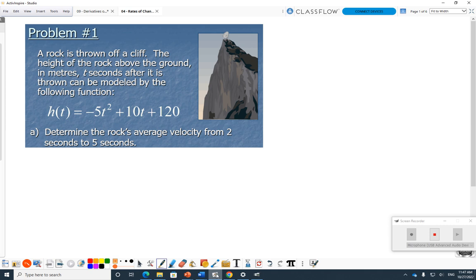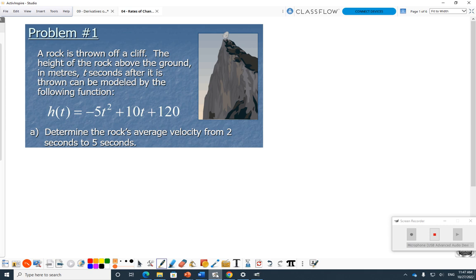A rock is thrown off a cliff. The height of the rock above the ground in meters, t seconds after it is thrown, can be modeled by the following function. H at t equals negative 5t squared plus 10t plus 120. Determine the rock's average velocity from 2 seconds to 5 seconds.